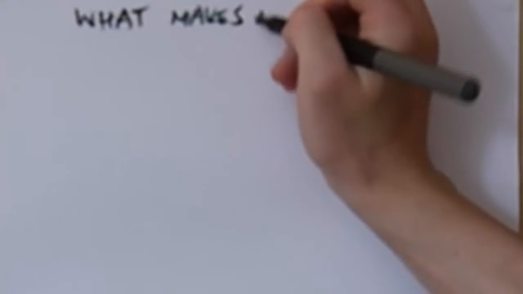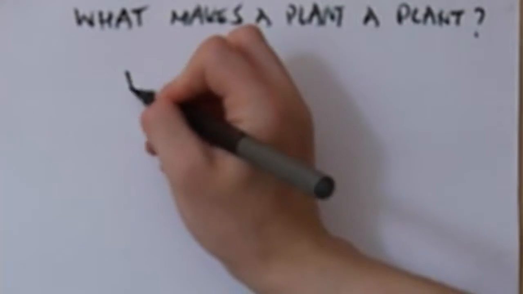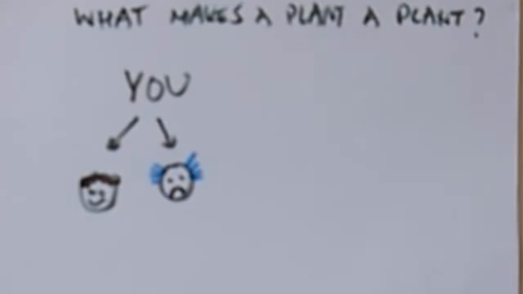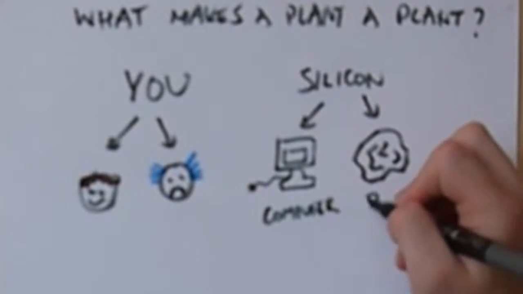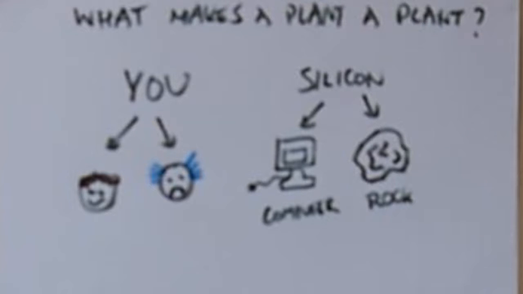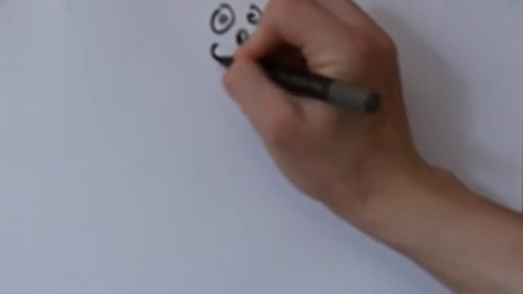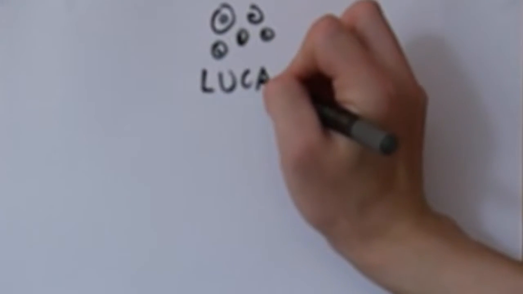As far as I can see, there is only one answer to the question of what makes a plant a plant. It's the same answer to the question of what makes you, you, or what makes a pile of silicon with various impurities a computer and not a rock. The answer is lineage. The current thinking is that all life on our planet is descended from one tiny single-celled organism. We don't know what it looked like, so we gave it a nice generic name. Luca, the last universal common ancestor.